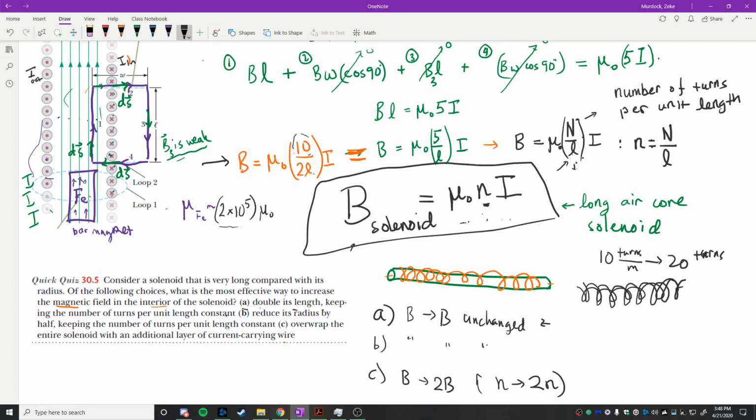Okay, cool. Part B: if you reduce its radius while keeping the number of turns per unit length constant, no radius shows up in this equation, right? We're already working with the assumption that it's very long compared to its radius, so reducing the radius won't really change anything. C: overwrap the entire solenoid with an additional layer of current carrying wire. If you start with 10 turns per meter and wrap another 10 turns per meter on top, you've got 20 turns per meter now, and that's going to double the magnetic field.